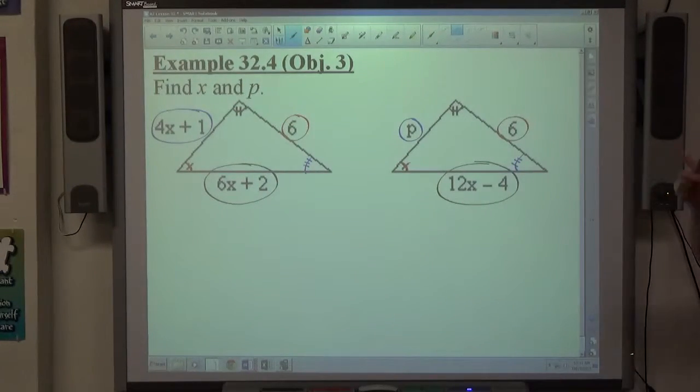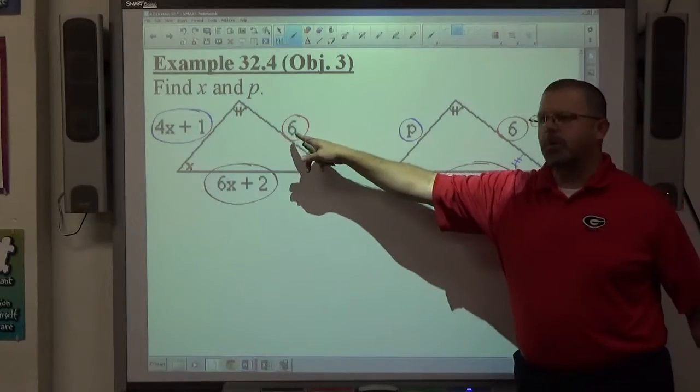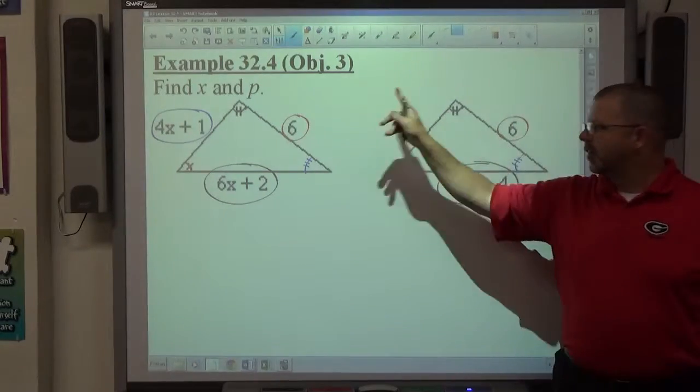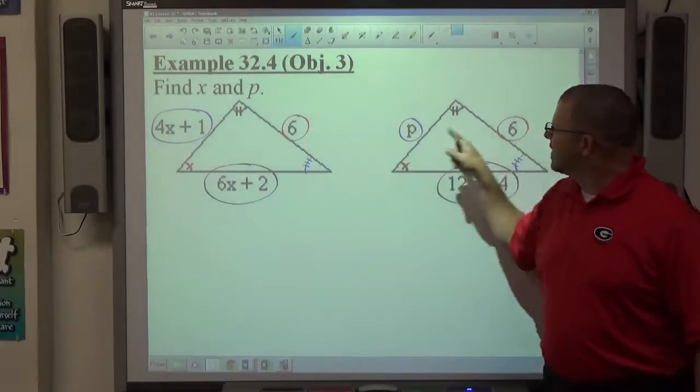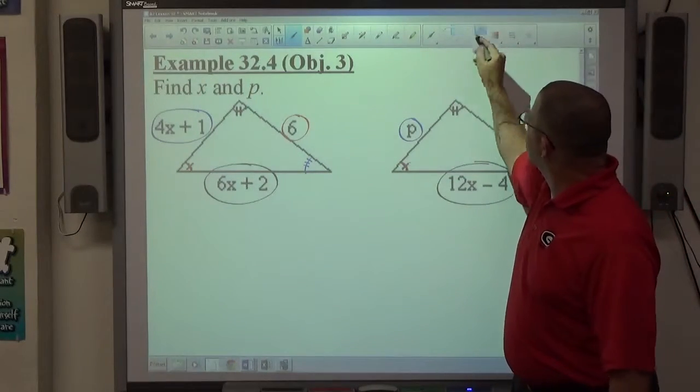Okay. Now, here's where the difference lies in this problem compared to the ones we've seen so far. Every problem we've seen so far, the ones circled in red were different numbers. This was 6, this was 7. This was 10, this was 18. All right? So they were different numbers. Now these two are the same sides. So here's what we have going on here.